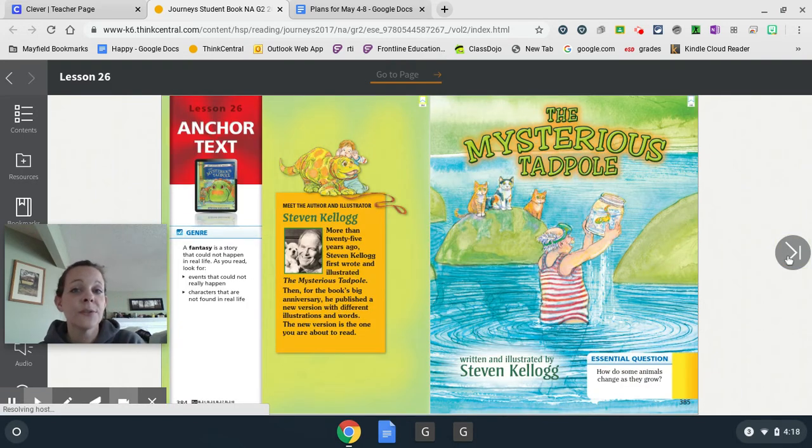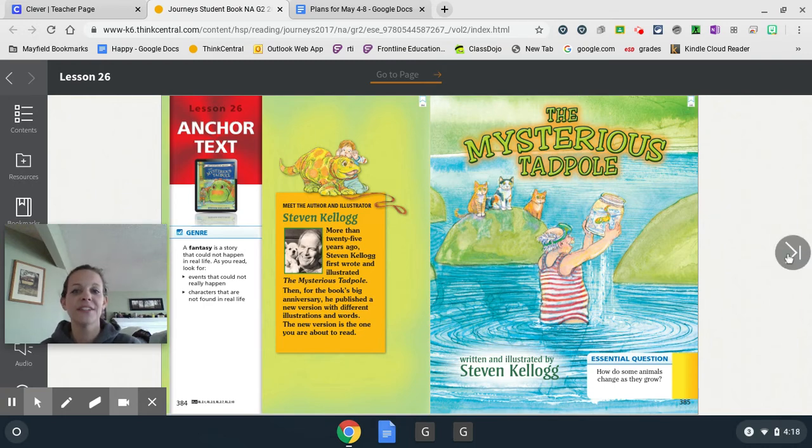Once again, our story is The Mysterious Tadpole, and it was written and illustrated by Stephen Kellogg. This is a fantasy. A fantasy is a story that could not happen in real life. As we read today, we're going to look for events that could not really happen and characters that are not found in real life. So let's read and focus on the essential question: how do some animals change as they grow?